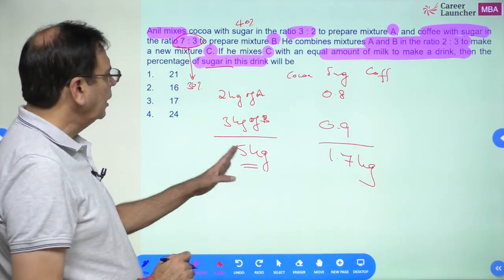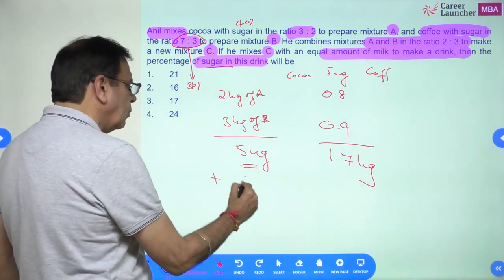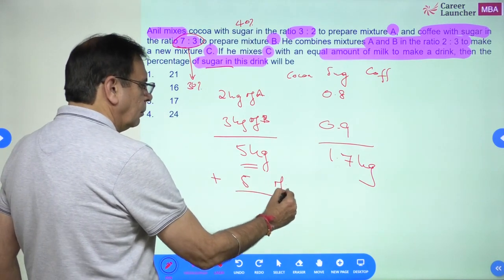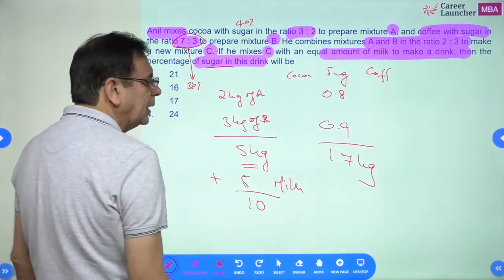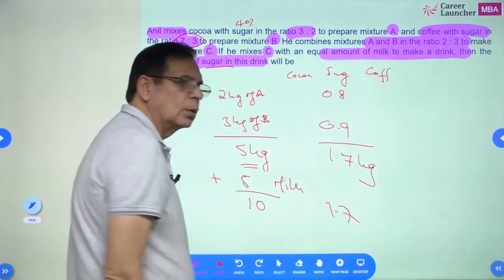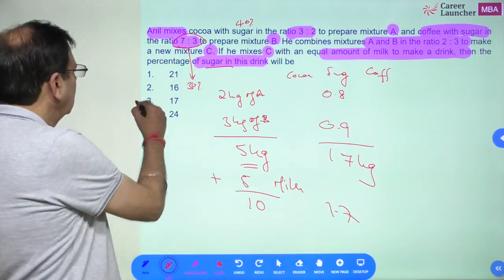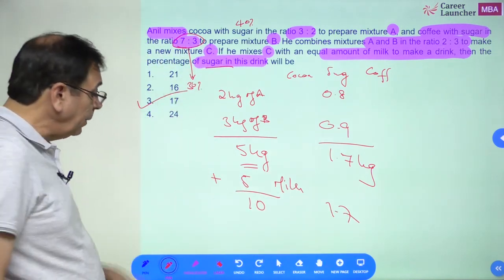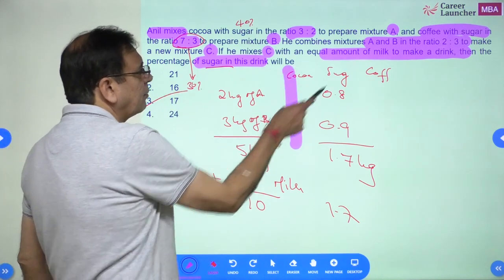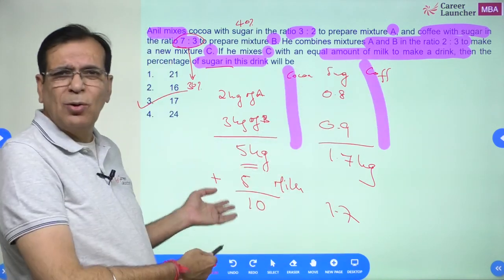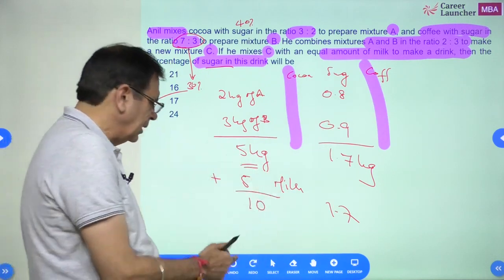Now what did he do? To this 5 kg mixture he adds 5 liters of milk. So what does it become? 10 kg, and 1.7 kg of sugar. So what is the percentage of sugar? 17%. Choice 3. In this question people waste time finding out cocoa and coffee. When it was not asked, why carry it along for no reason? Leave it. Let's go further.